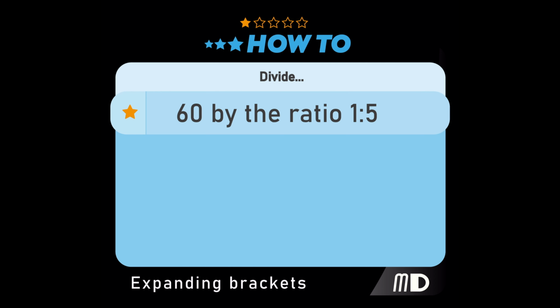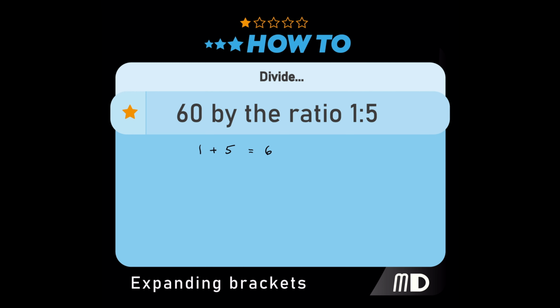To begin, we need to find the sum of the digits in the ratio. The ratio is 1 to 5, and 1 plus 5 is 6. So the sum of the digits in the ratio is 6.